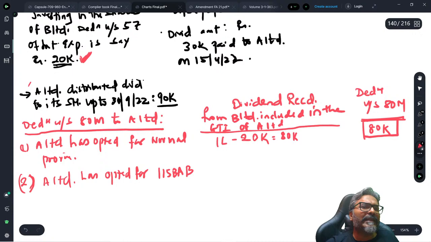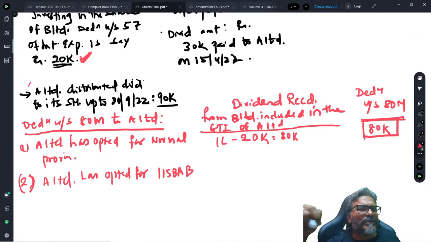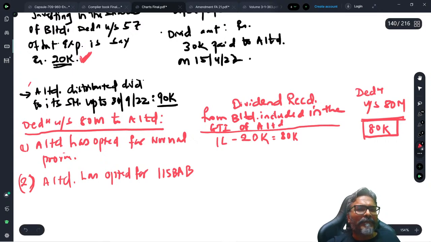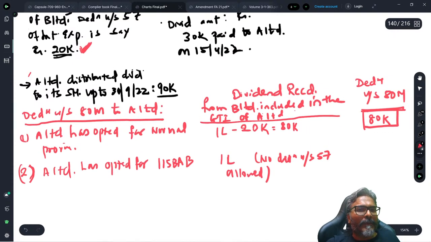Now, in the above chart only, we have concluded that if you have opted for 115BAB, then no deduction will be given so far as Section 57 is concerned. And therefore, students, in this context, you will not be getting a deduction under 57. So, simply put, the dividend which is received from B Limited, included in the GTI, would be 1 lakh, as no deduction under Section 57 is allowed. And therefore, now how much would be the deduction?